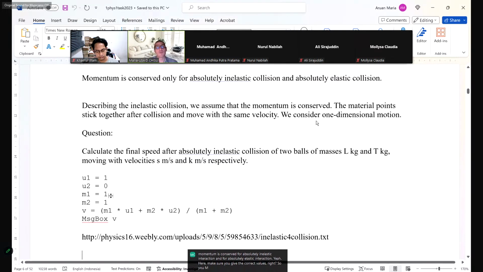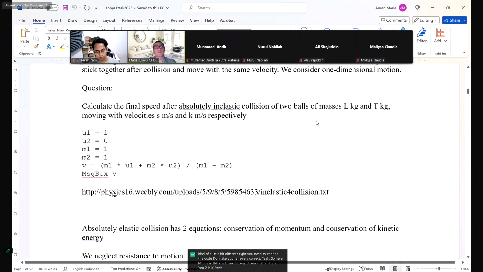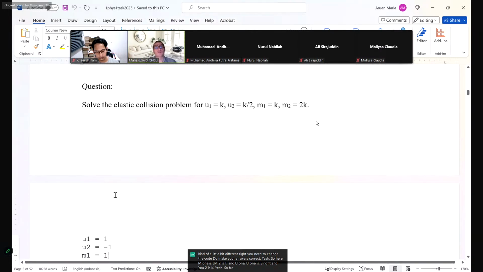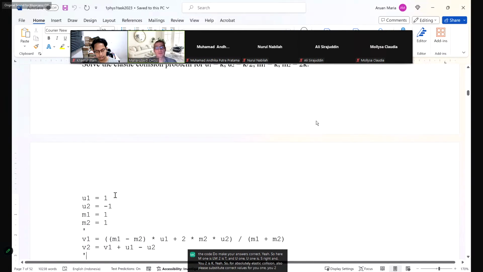So your M will be L, right? Oh, I cannot change it here, because it's a task. So just change the code, because sometimes the code is a little bit different, right? You need to change the code to make your answers correct, yeah? So here M1 is L, M2 is T, and U1 is S, right? And U2 is K. Yeah? So for absolutely elastic collision, also please substitute correct values for U1, U2, M1, and M2.